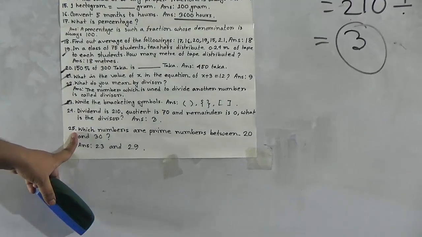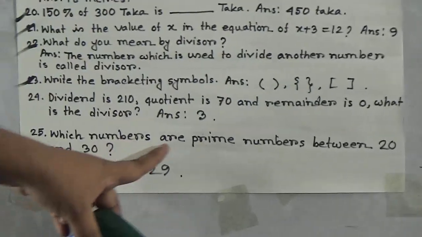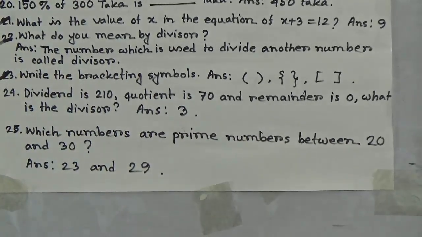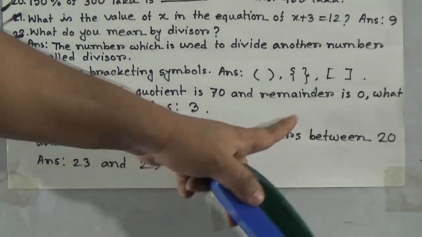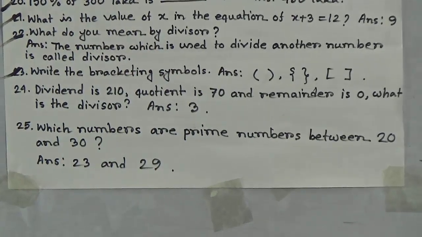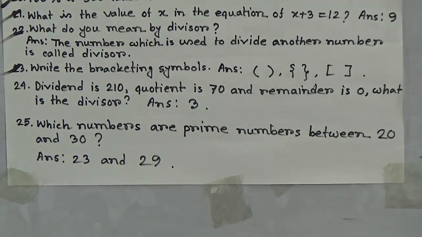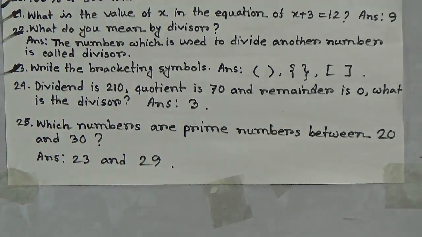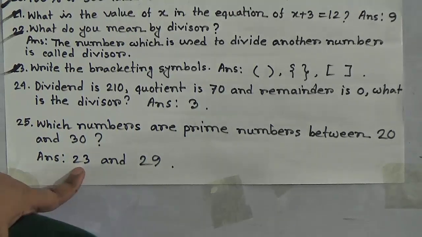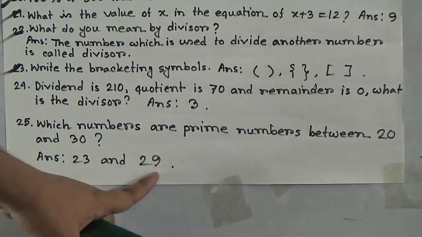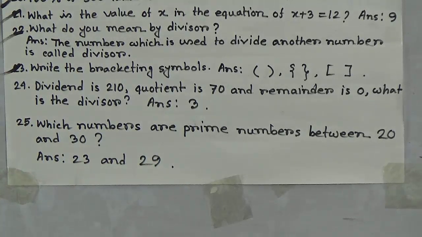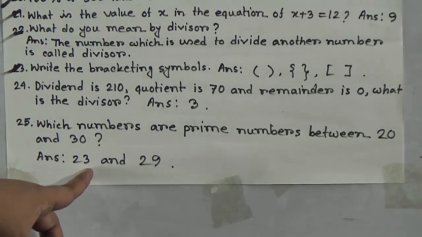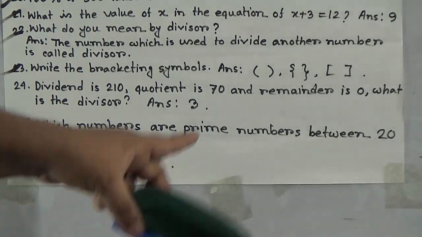And our last question is, which numbers are prime numbers between 20 and 30? We have already known which are the prime numbers. Prime numbers are those numbers which have only 2 factors. So between 20 and 30 there are 2 prime numbers, which are 23 and 29, and both of them have only 2 factors, 1 and itself. That means 23 has the factors 1 and 23, and 29 has the factors 1 and 29.